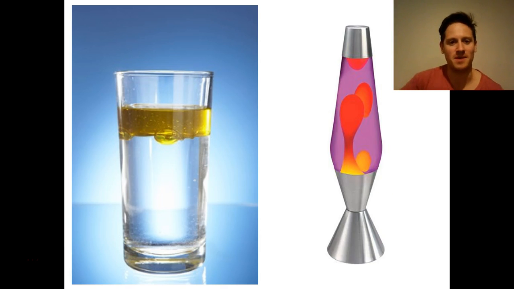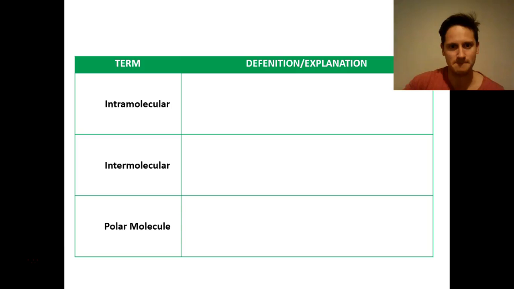You may have remembered an activity that we looked at last term where we were looking at solubility. So here we've got a glass of water with a layer of oil floating on the top. And we also have a lava lamp on the right hand side where you see the phenomenon of liquids that are not actually mixing with each other. And that kind of leads us into our work on solubility.